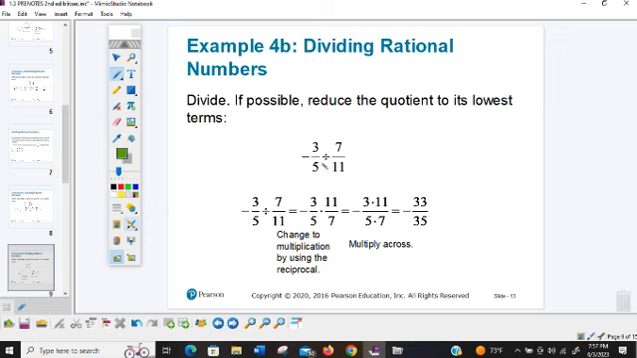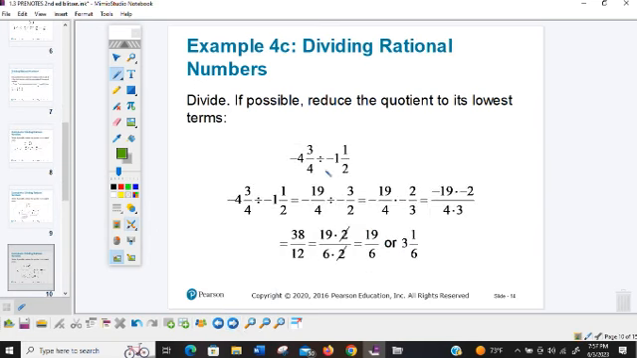On this one, we have negative 3/5 divided by 7 over 11. So we're going to change that to negative 3/5 times 11 over 7. Negative 3 times 11 is a negative 33. 5 times 7 is 35. There are no common factors with 33 and 35, so that one will not reduce. It is in lowest terms.